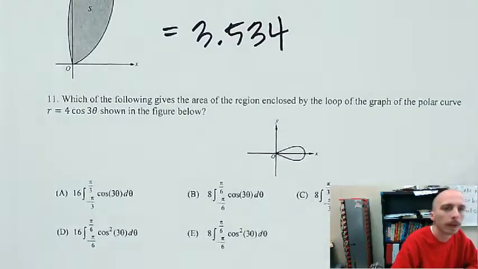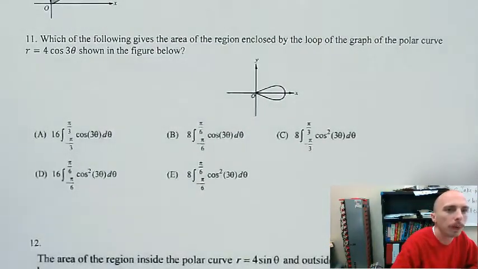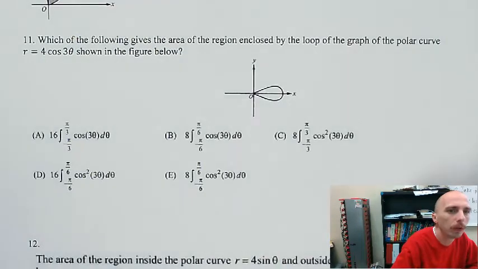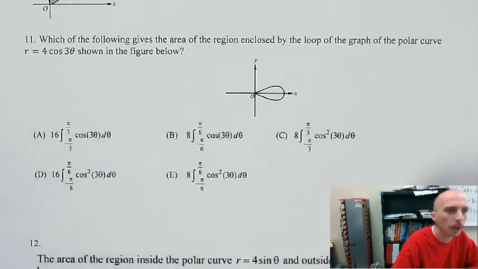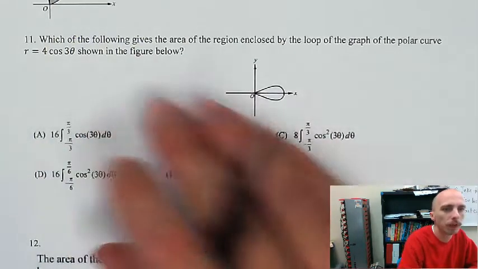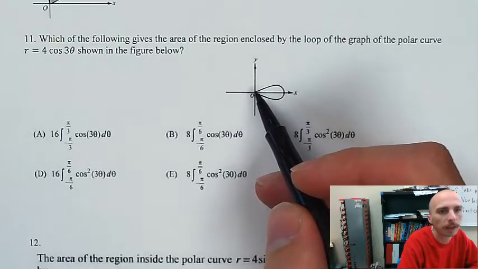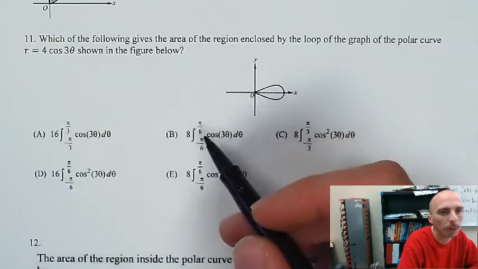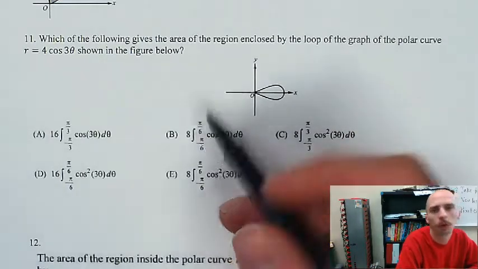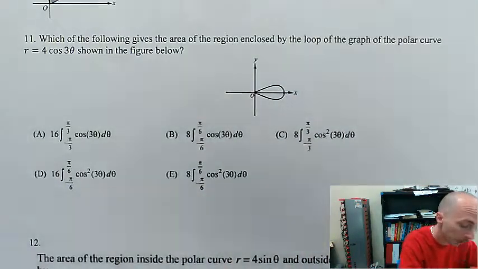Then, which of the following gives the area of the region enclosed by the loop of the graph of the polar curve shown in the figure below? Well, I'm seeing two different bounds of integration, so I would think I should need to plug in these bounds. I'm going to try to do this one without a calculator, to show you how you would if you ran into this problem in a no calculator section.